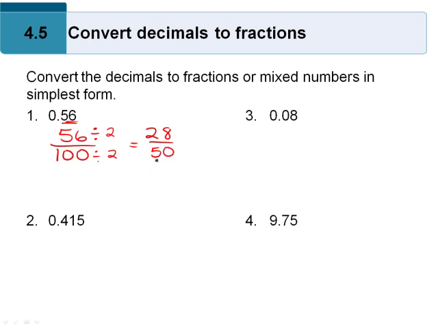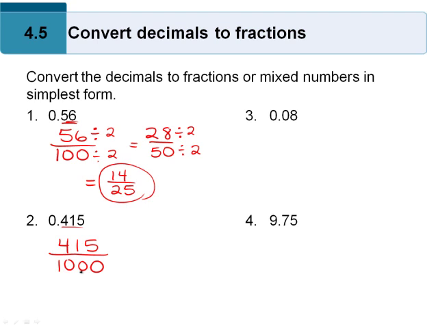Now, I can still keep reducing because 28 and 50, those are still even. I can still divide by 2. So if I divide the top and bottom again by 2, let me come down here where I've got some room. 28 divided by 2 is 14, and 50 divided by 2 is 25. And now 14 and 25 don't have any common factors, so that's your simplest form. Okay, number 2, 0.415. So we're going to put 415, and it's going to have 3 digits there, so it's going to be over 1,000. You need 3 zeros.